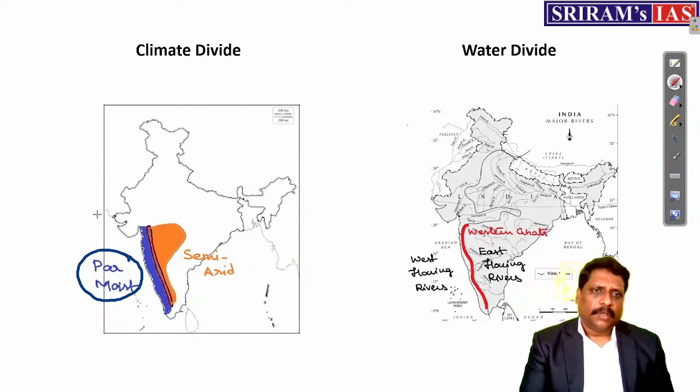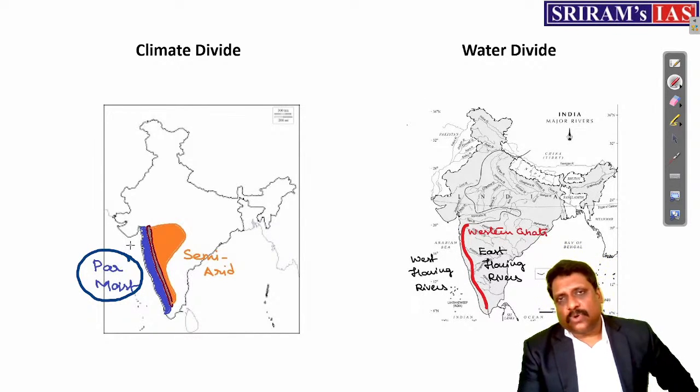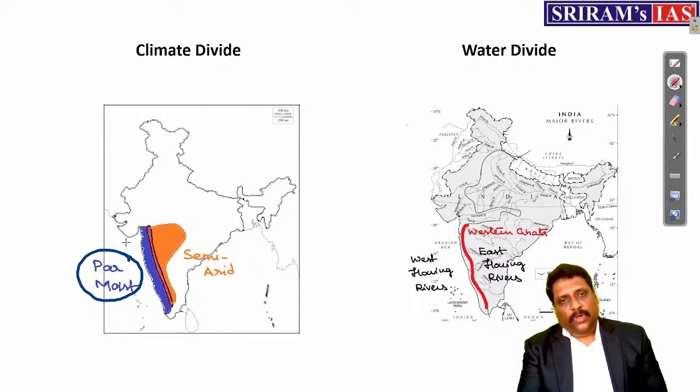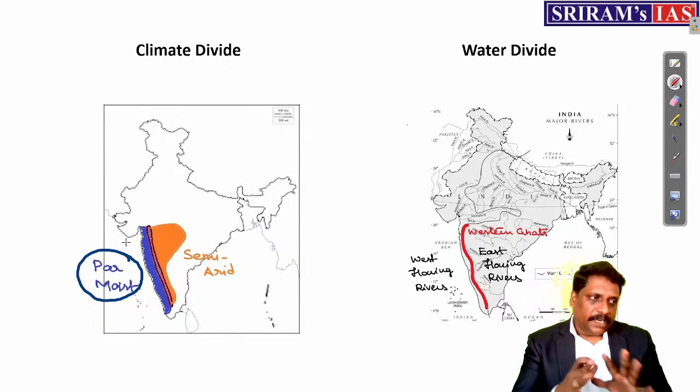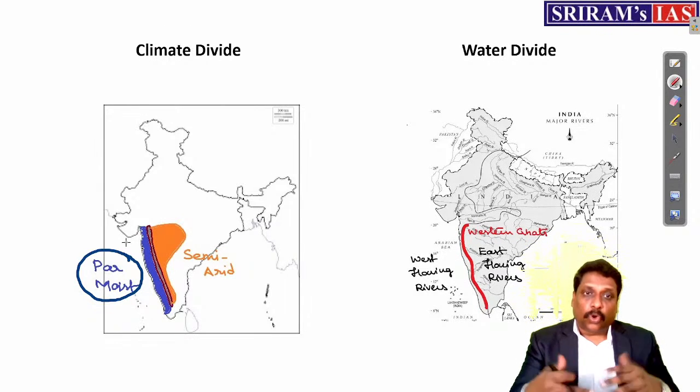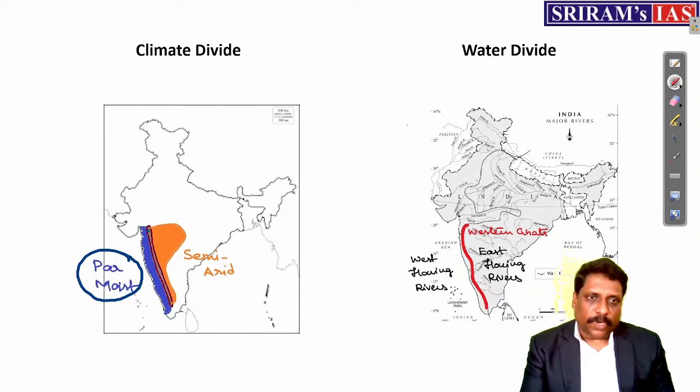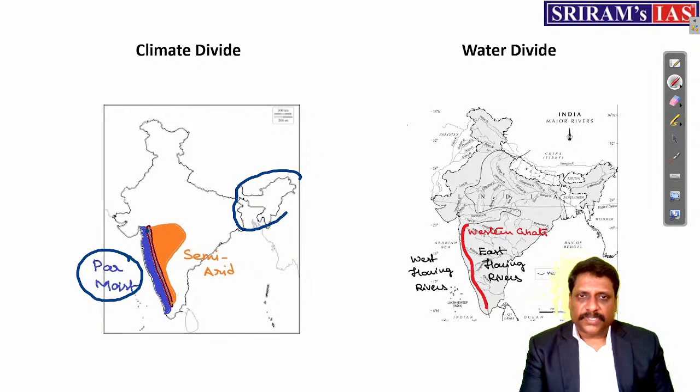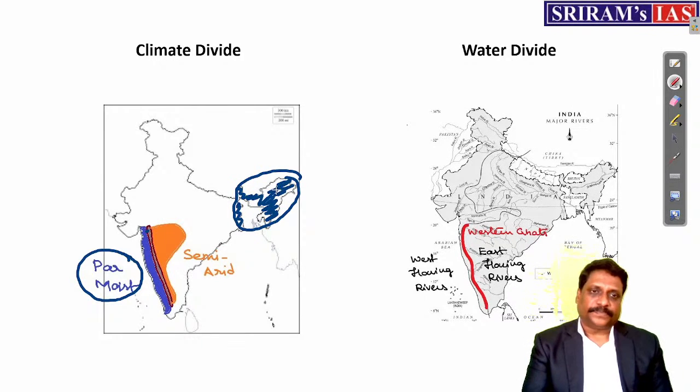See, in mainland India, only two places are there which you regard as per-humid climatic condition. Only two places. What are the two places in mainland India? You call it as a per-humid climatic condition. One is West Coast. The second is what? The northeastern states. These are the only two regions where you experience what? Per-humid climatic condition. Okay.